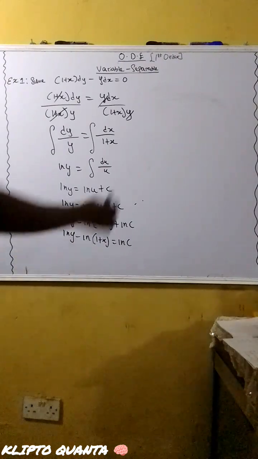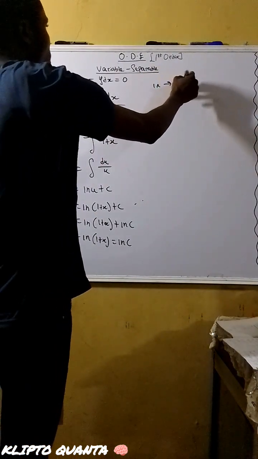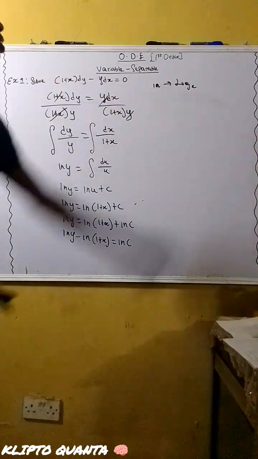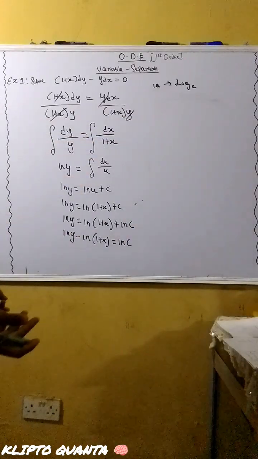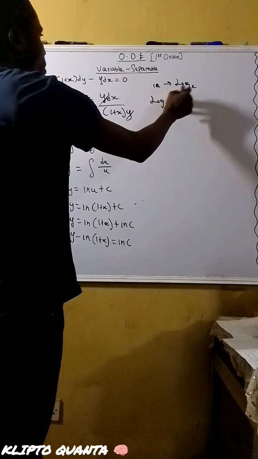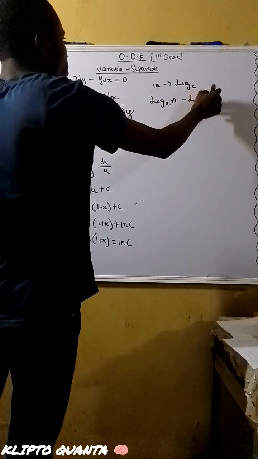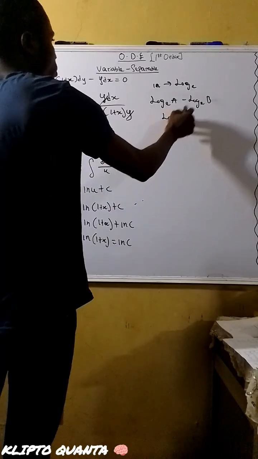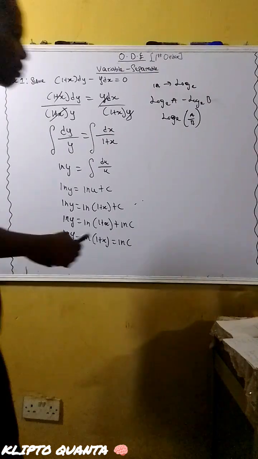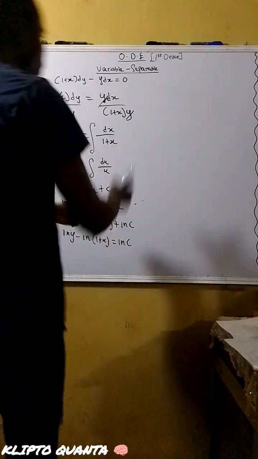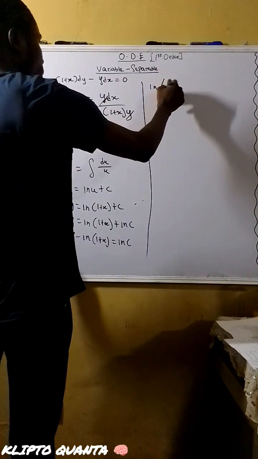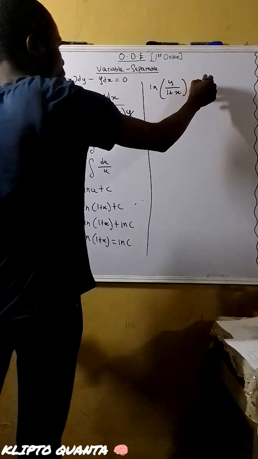And do not forget this ln is the natural log, the logarithm to the base e, which is also written as ln. So in that moment, we know that you can apply the logarithm law to it: if you have log base a minus log base a of b, since the logs are the same, you have log to the base, and if it's subtraction, you divide the functions. So from this point, you are going to have ln of y over 1 plus x equals ln c.